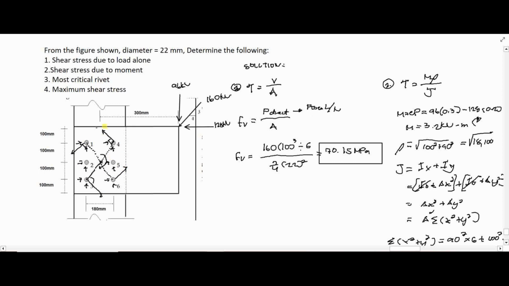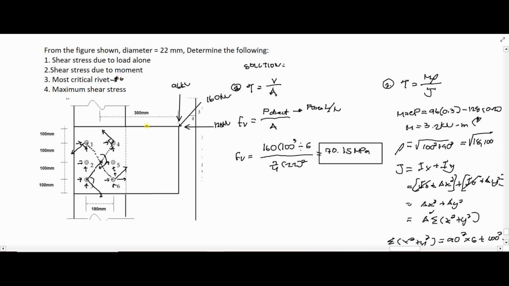Okay, so from the figure, for bolt 1, the component of the torsional load will be subtracted from the direct load. So it cannot be the maximum, and so as the third. From the fourth, the vertical load is maximum, but the horizontal will be subtracted, so it cannot be. So the most critical rivet is 6 because the component of the torsion will go to the right, and this will have an upward component. So if we add, both x and y components are maximum. So the most critical rivet is rivet number 6.